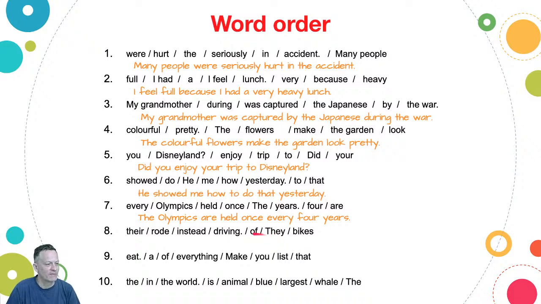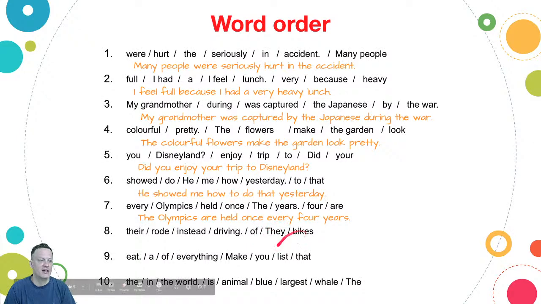Okay, here we go. Number 8. Their road instead driving of they and bikes. This one's quite easy. There's a connector in there that is very useful with a preposition.